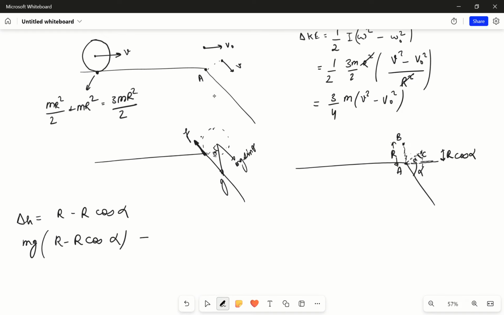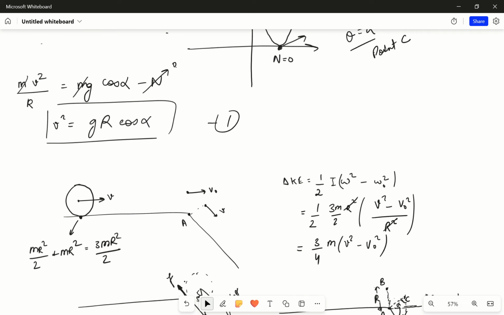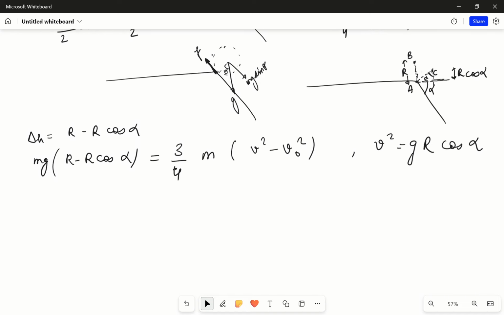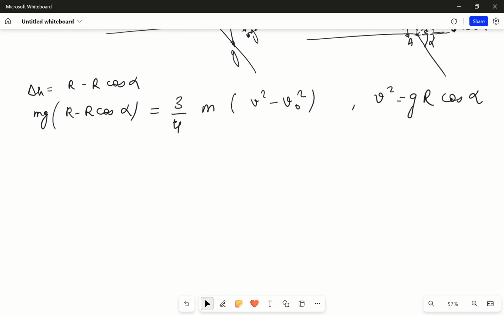And finally it would be equal to the change in kinetic energy, that is 3 by 4 m into v square minus v naught square. And also put what we have calculated, v square equal to gr cos alpha, in this equation. You will get something, I will derive it. Mass cancelled. Okay, and put v square equal to gr cos alpha here.